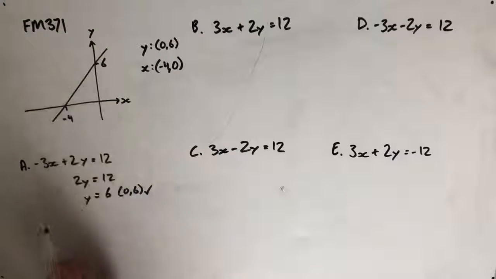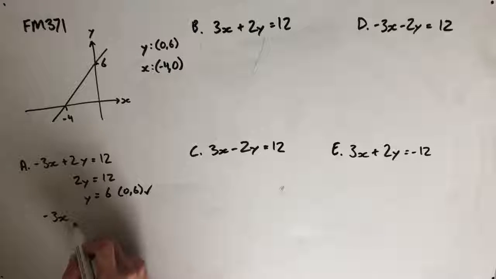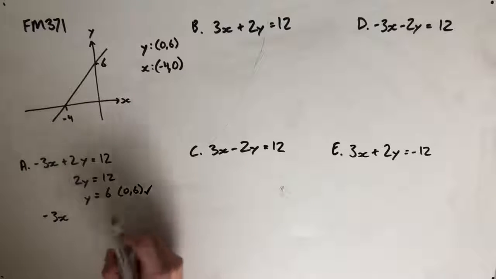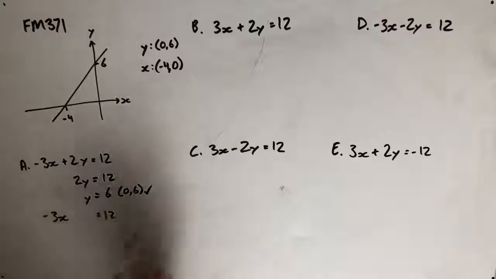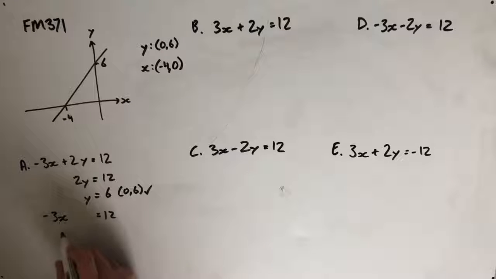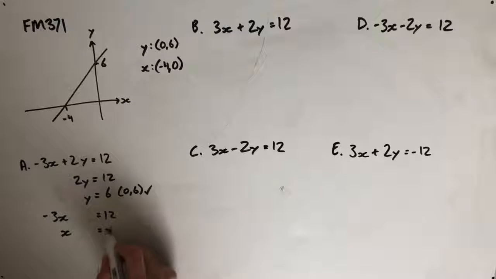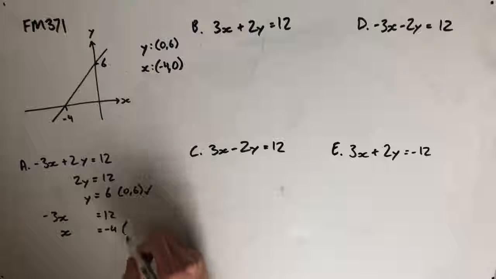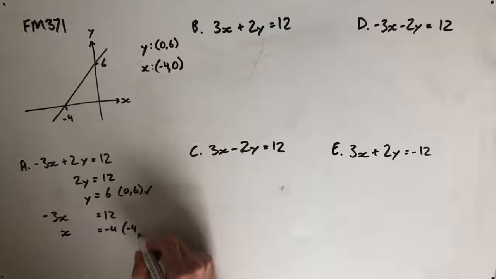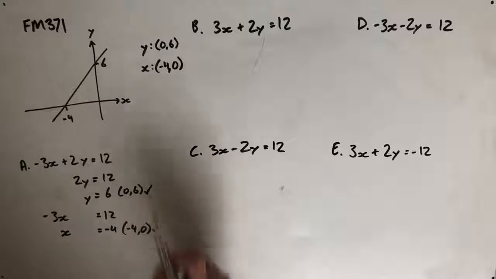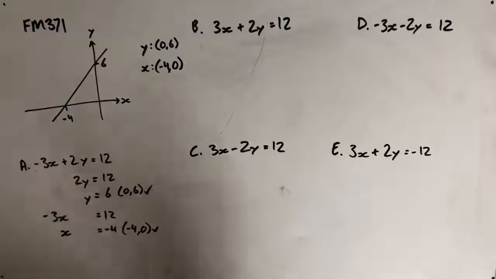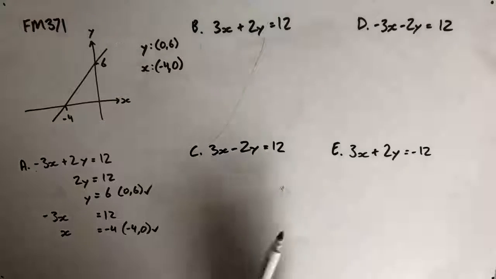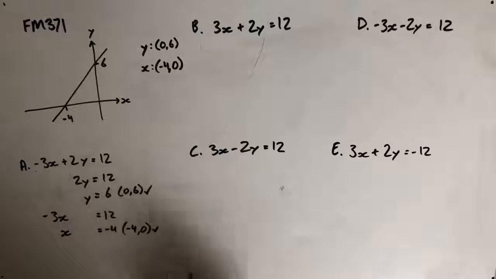Let's see what happens if we substitute 0 for y. We'd be left with -3x plus 2 times 0, which becomes 0 and causes the 2y to drop off completely, equal to 12. Dividing both sides by -3, we end up with x equals -4, which means our x-intercept occurs at -4, 0. Once again, this lines up. So at the moment, it looks like A is our correct answer. However, as usual, we'll go through the other options and make sure that we haven't made any mistakes.